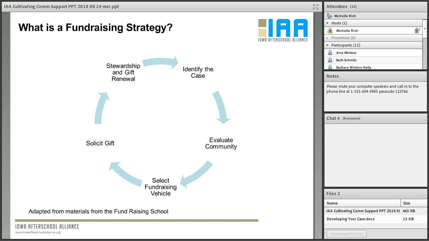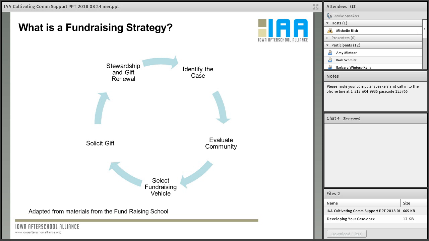Evaluate your community, so thinking about who your partners already are, how you can activate them, and how you can gain new partners. Also look at what else is happening in the community that might affect your fundraising efforts or other asks. Is there another big community-wide effort going on that might impact your strategy? Those things are good to think about so you know what you're getting yourself into.